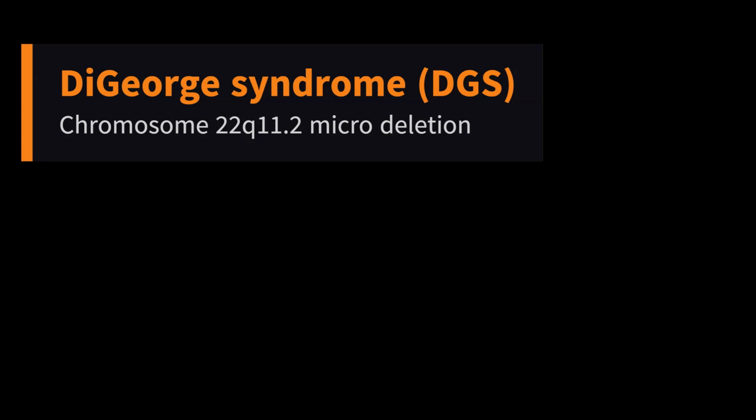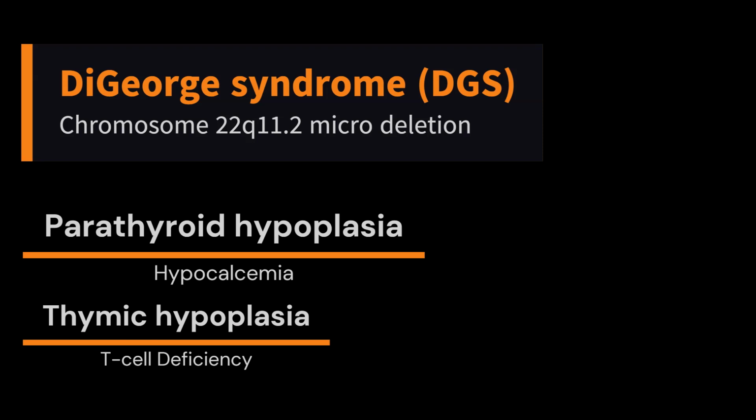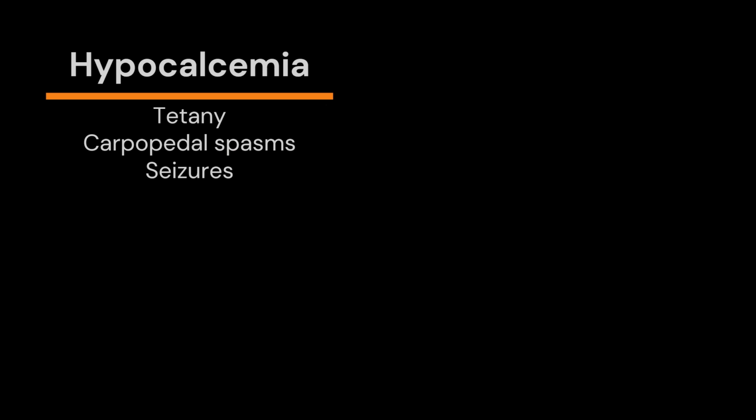Embryologically, the neural crest fails to migrate into the derivatives of the third pharyngeal pouches, which will affect the inferior parathyroid and thymus. It also fails to migrate into the derivative of the fourth pharyngeal pouches, which is the superior parathyroid. The consequent parathyroid and thymic hypoplasia results in hypocalcemia and T-cell deficiency, respectively. The hypocalcemia in DiGeorge syndrome leads to increased neuromuscular excitability, which manifests as tetany, carpopedal spasms, or seizures.